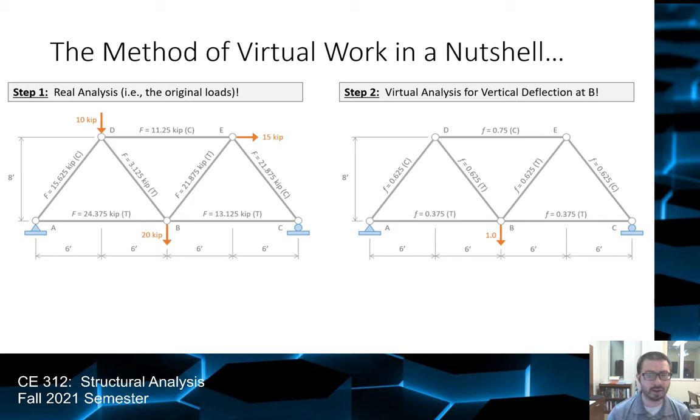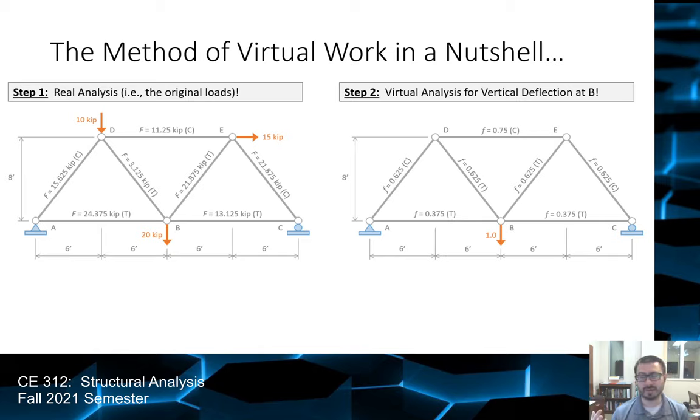And it is one for a very specific reason. We'll talk later about why the value is one. But you always place a one load. You think about it as like one kip or one kilonewton. Really, it's just one, a unitless load. So we place this unit load at B going downward, and then we analyze the truss again.